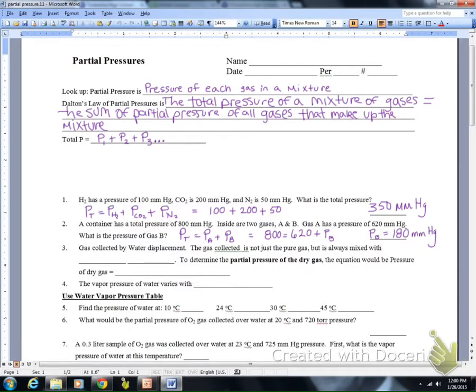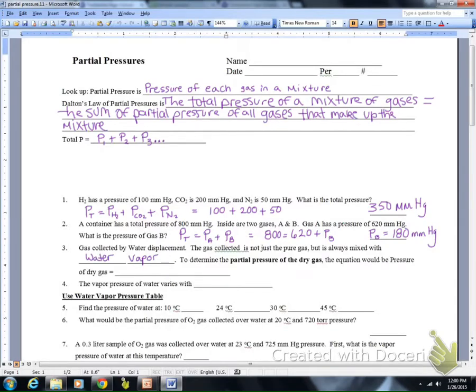So why do we need to talk about partial pressure? How does this apply to the gas law unit that we're dealing with? We always generally collect in our labs gas via water displacement, and so we've done it one time in the making water lab, and we'll do it again when we do our molar volume of a gas lab. So gas collected by water displacement is not just pure gas. It's always actually mixed with water vapor.